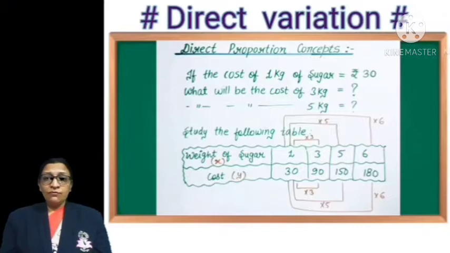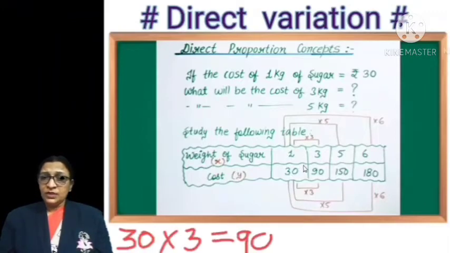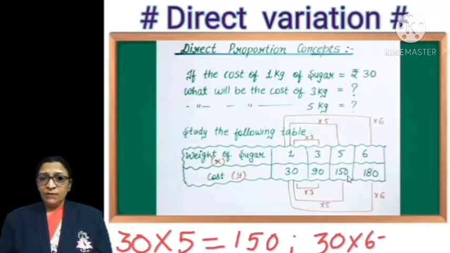Let us study this example. If the cost of 1 kilogram of sugar is 30 rupees, what will be the cost of 3 kilograms of sugar and what will be the cost of 5 kilograms of sugar? Let us observe this chart. Weight of sugar is X and cost of sugar is Y. Then 1 kilogram of sugar is 30 rupees, 3 kilograms is 90 rupees, 5 kilograms is 150 rupees, 6 kilograms is 180 rupees.